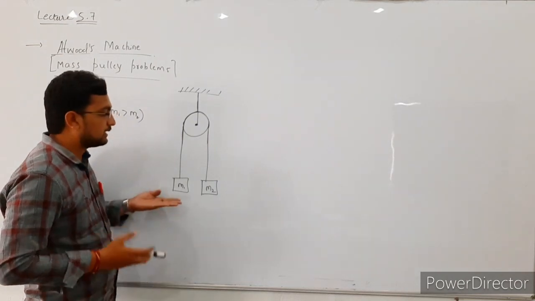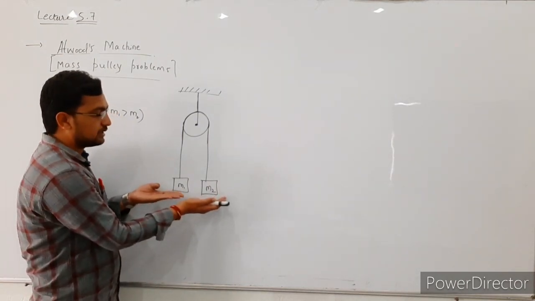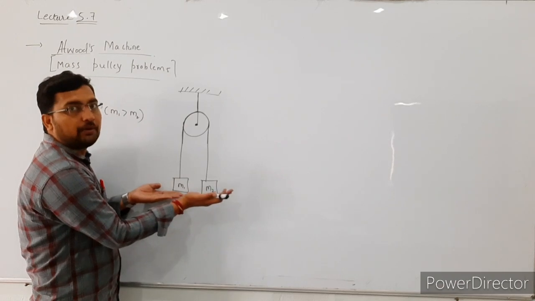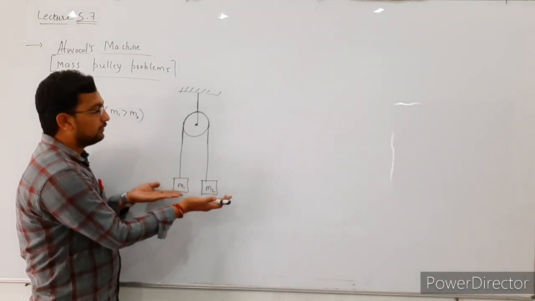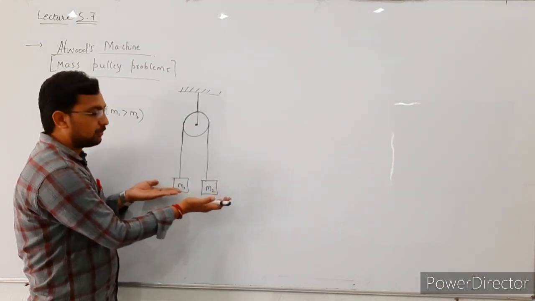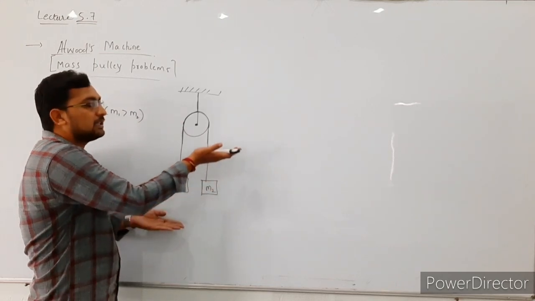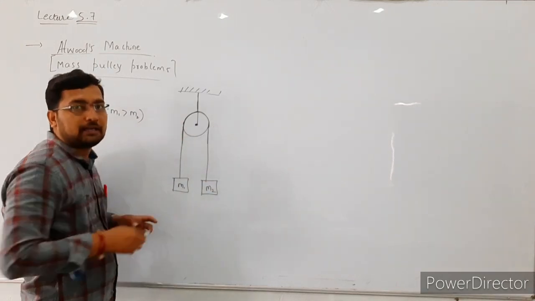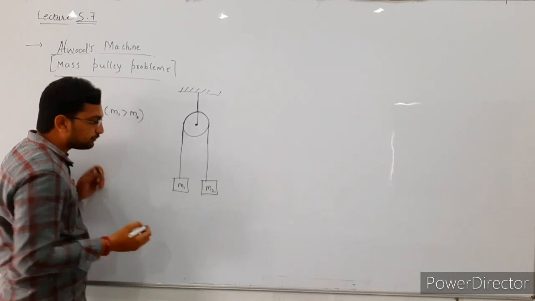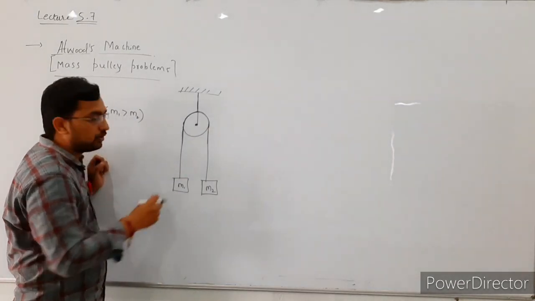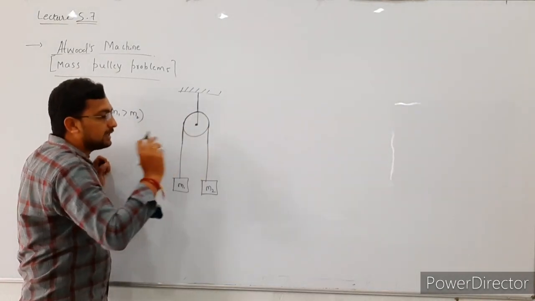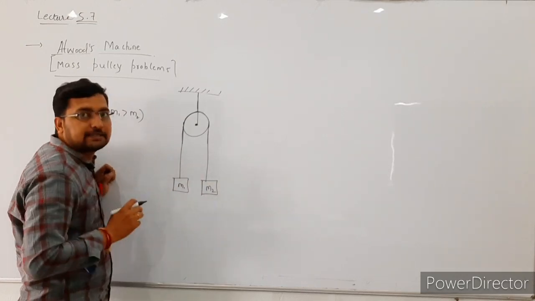In this case, the weight of the first body is more compared to the weight of the second body. If the weight of the first body is more, this body is moving in the downward direction and this body is moving in the upward direction. Then we are going to find out the direction of the tension inside the string.